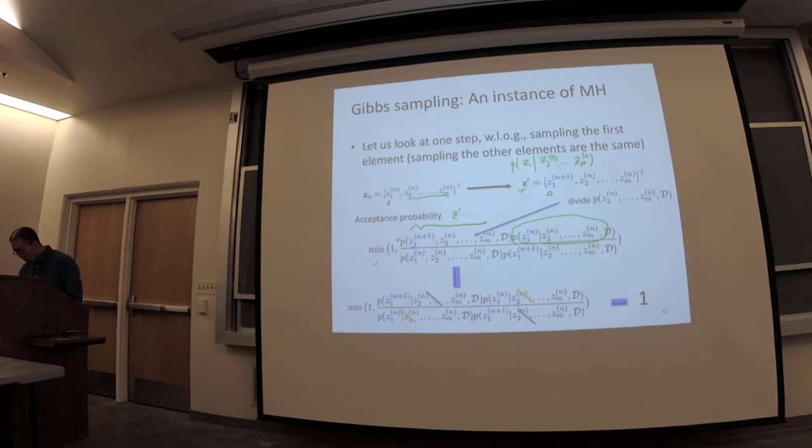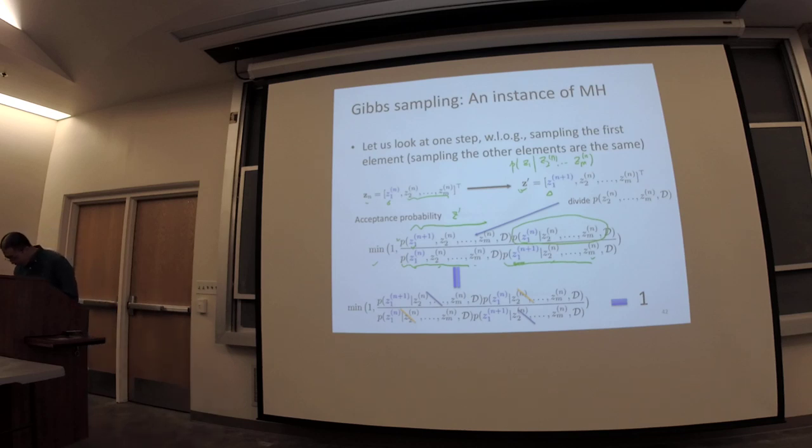And the denominator will be the joint probability of the old sample, so it's p of z1 and z2 to zm. And the proposal is the normal proposal, right? I use the current z to generate z prime, so it will be the conditional distribution of z1 prime given z2 to zm. So just a straightforward application of this formula.